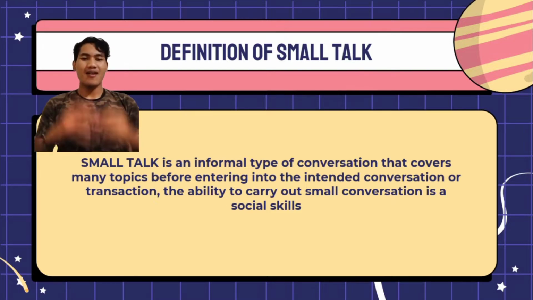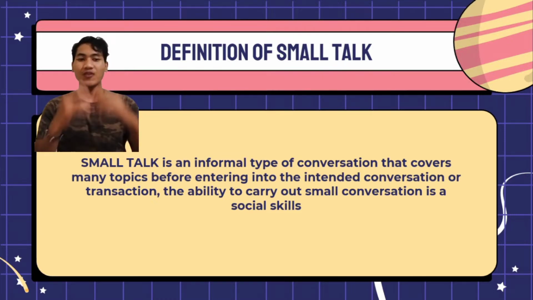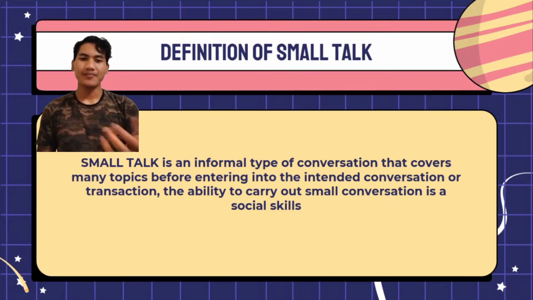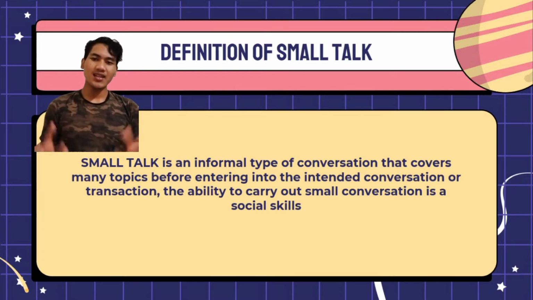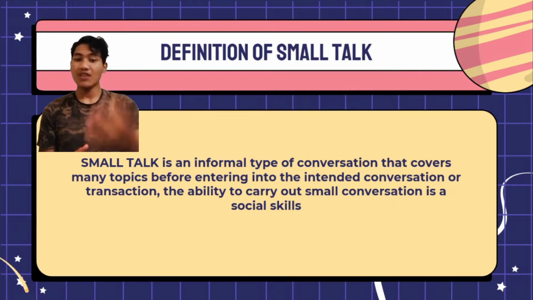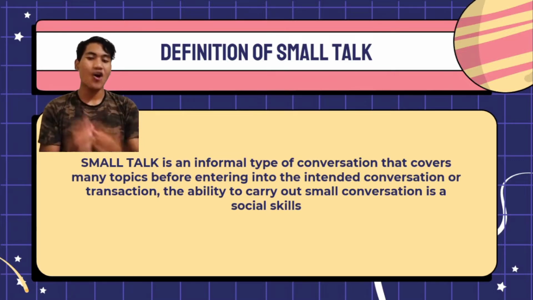Small talk is informal conversation, covering many topics of conversation before getting into deeper conversation or intense transaction. The phenomenon of small talk was originally studied in 1923 by Bronislaw Malinowski in his essay The Problem of Meaning in Primitive Language, who coined the term phatic communication to describe it. The ability to make small talk is a social skill. Therefore, small talk is a form of social communication.